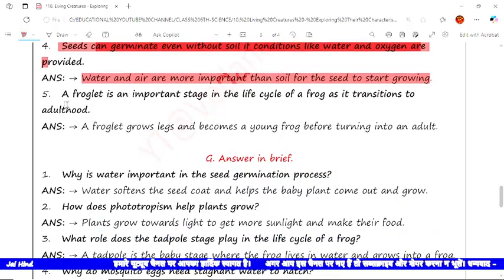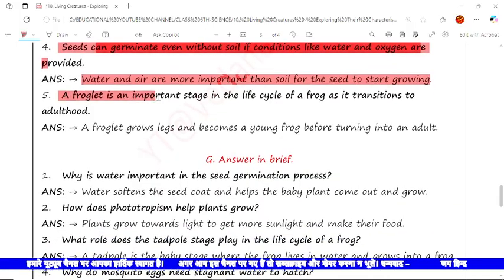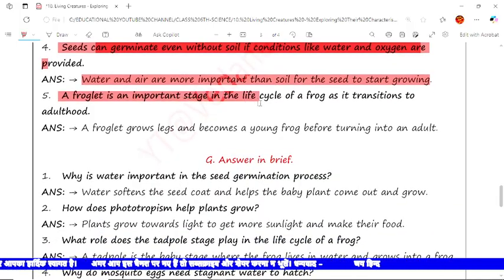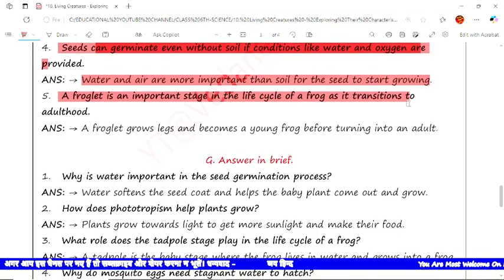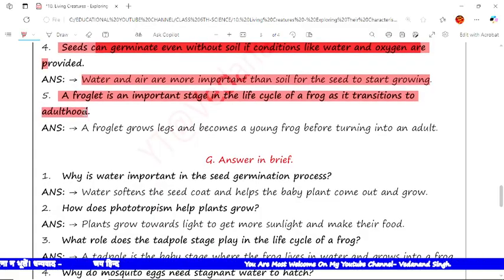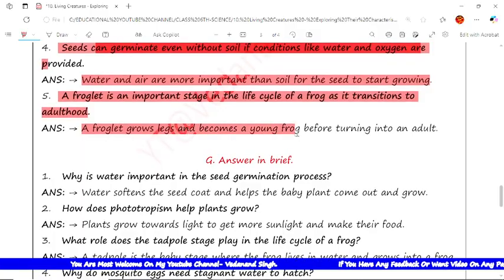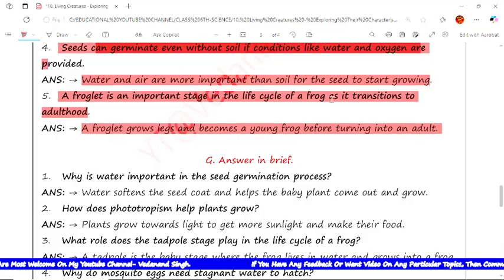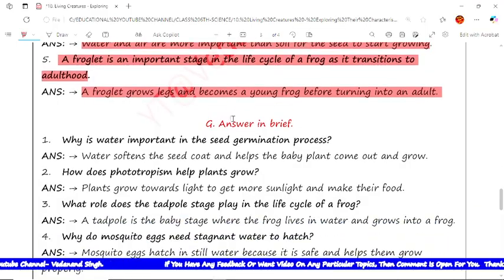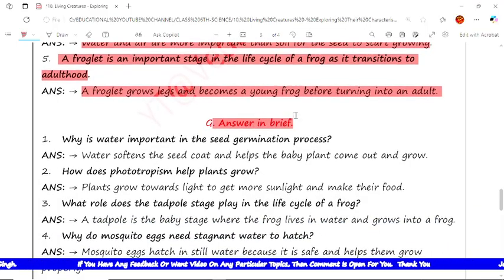Now the next question is the froglet is an important stage in the life cycle of a frog as it transitions to adulthood. The reason is a froglet grows legs and becomes a young frog before turning into an adult. Now the next type of question is answer in brief. We have to give the brief answer of this question.